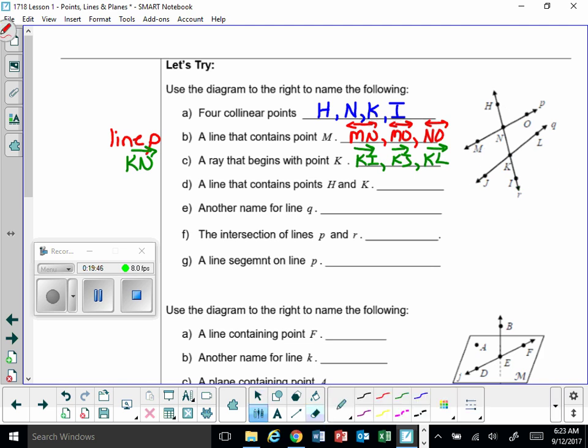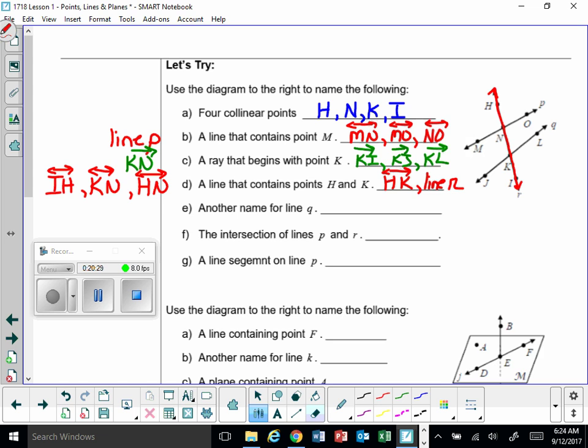Okay. Name a line that contains points H and K. Well, the easiest way to do that is just say HK with a line symbol on top. I had two capitals. But looking at my diagram, I'm talking about this line. I could call it line R. I could call it line HN. I could call it line KN. I could call it line IH. There's more, but I'm done. You only had to name one, and there's quite a bit there.